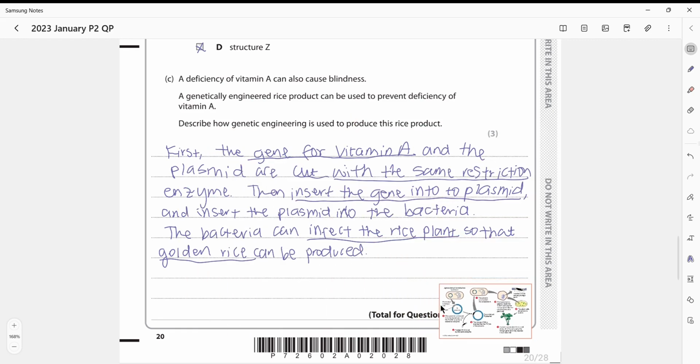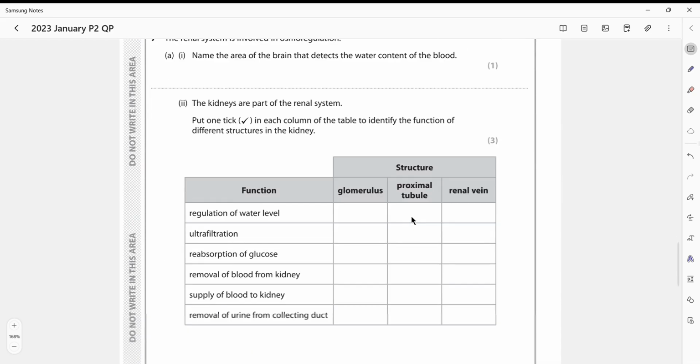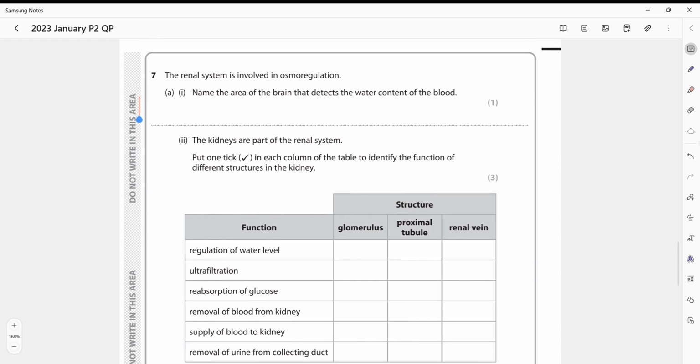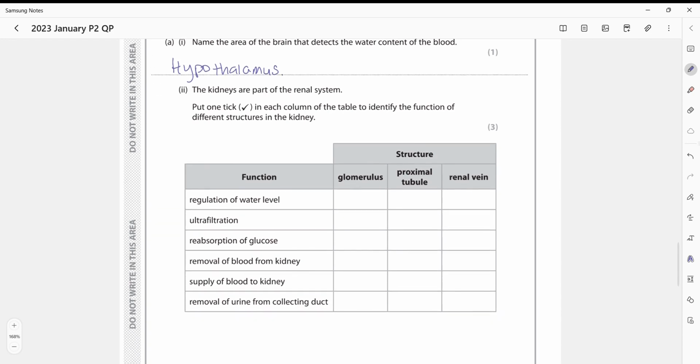Okay, let's move on to question 7. The renal system is involved in osmoregulation. Name the area of the brain that detects the water content of the blood. That would be the hypothalamus. Okay. The kidneys are part of the renal system. Put 1 tick in each column of the table to identify the function of the different structures in the kidney.